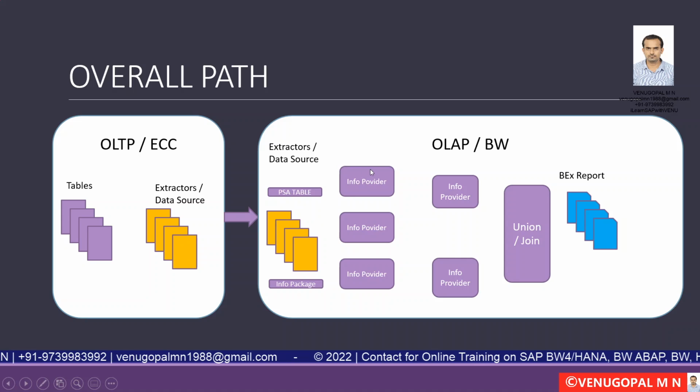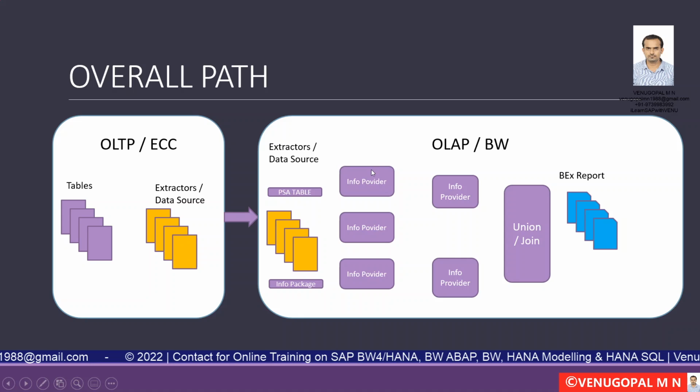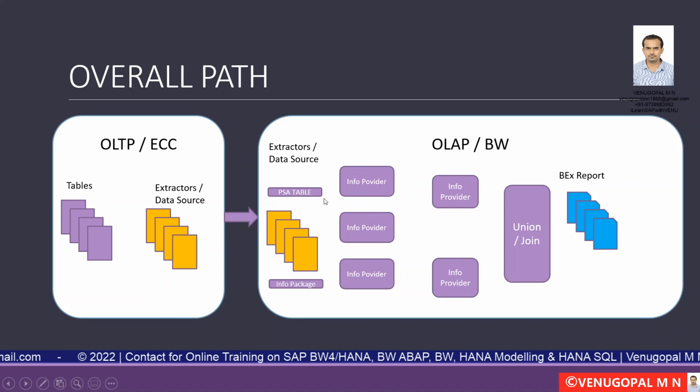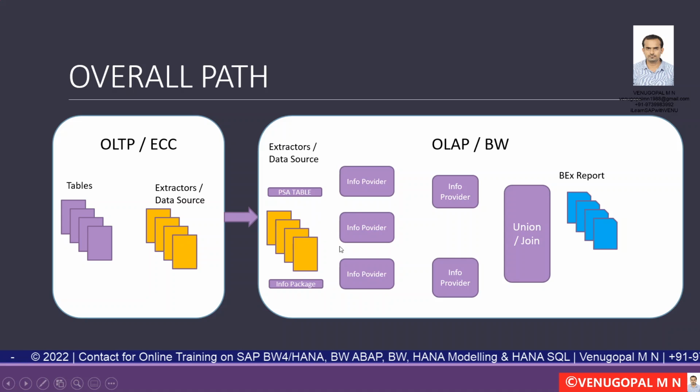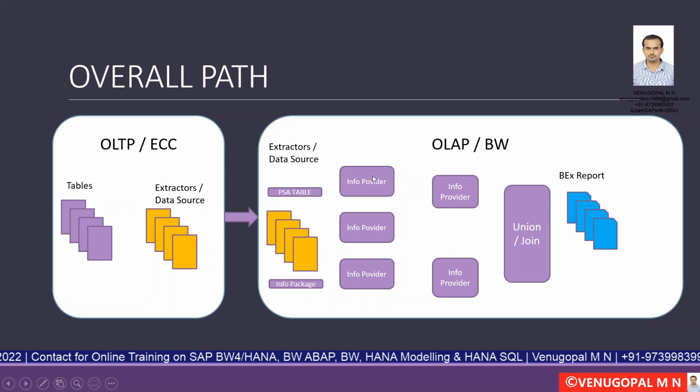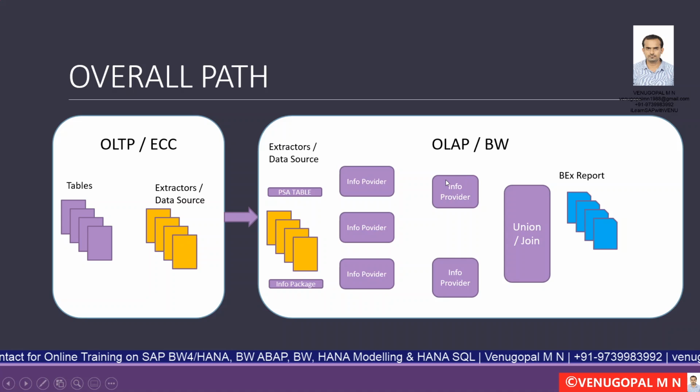Okay. So it is just a provider. You can correlate in layman terms to different types of tables. We will see what are the different types of info provider possible in BW. But just remember the name info provider. And again, you will load data from here to here, here to here, here to here. And then you will be creating one more level of info provider.